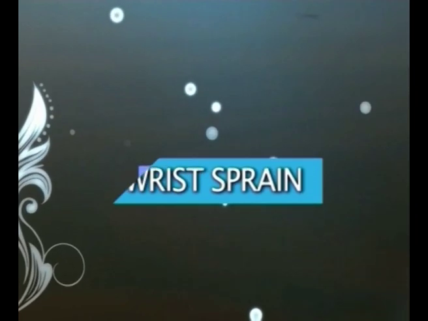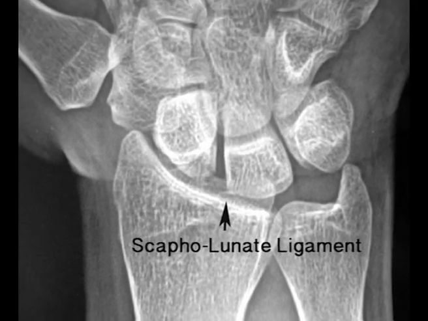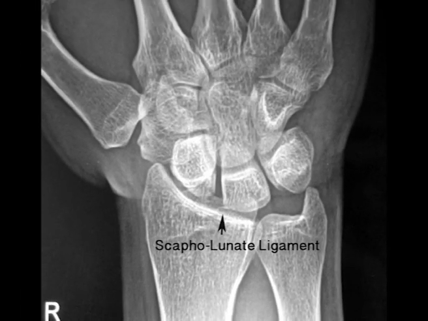Now we have wrist sprain. A sprain is an injury to a ligament. Ligaments are the connective tissues that connect bone to bone. They could be thought of as tape that holds the bones together at a joint. The most common ligament to be injured in the wrist is the scapholunate ligament. Sprains can have a wide range of severity. Minor sprains may have minimal stretch of the ligaments, and more severe sprains may represent complete tears of the ligaments.